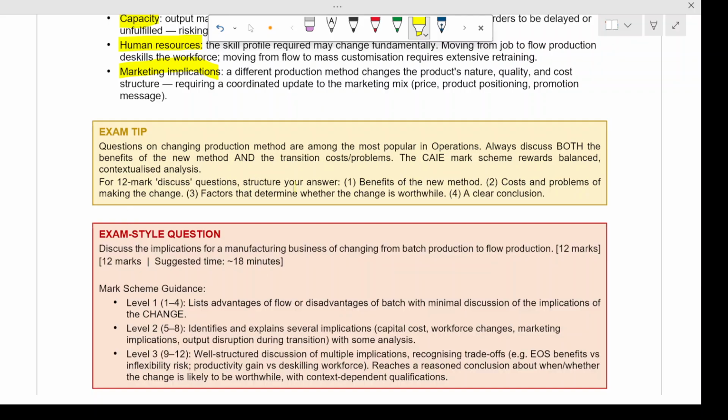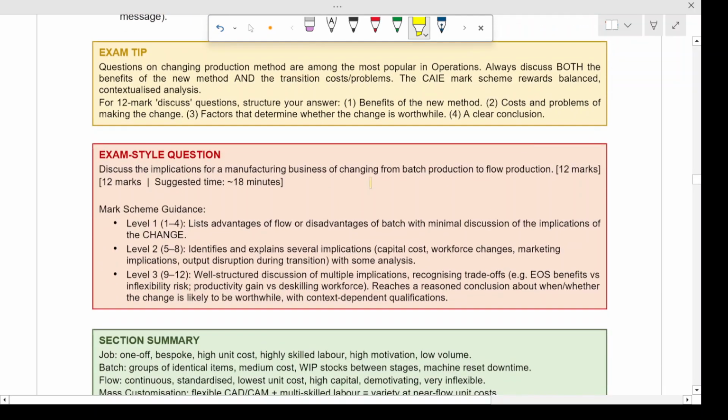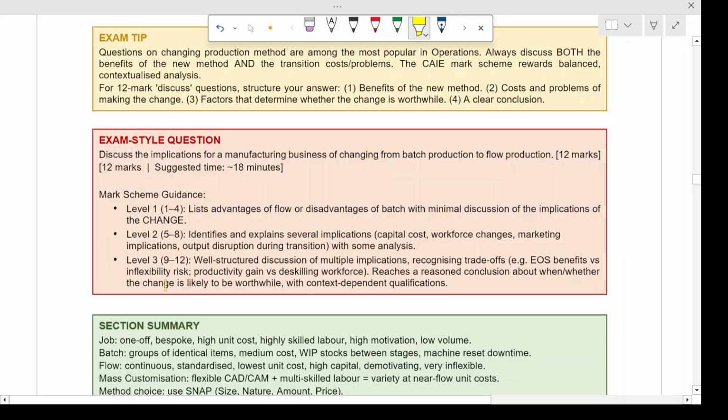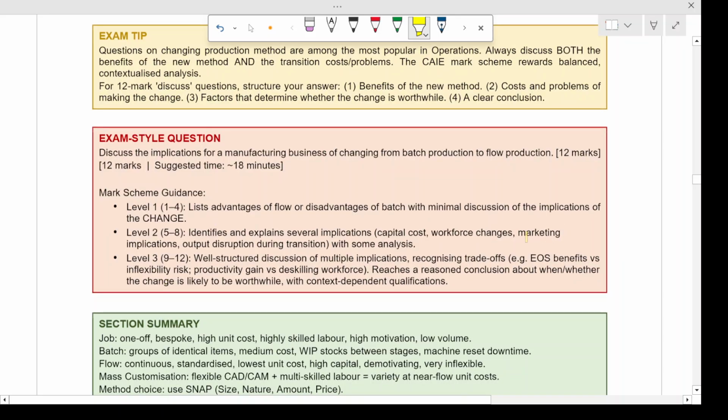For a 12 mark question, discuss question structure or answer: benefits of the new method, costs and problems of making the change, factors that determine whether the change is worthwhile, and a clear conclusion. So this is an exam style question. You should try to do that by yourself, and these are the different levels at which you will be graded. This would be how you would achieve your marks. What you have to try to do is get to level 3, a well structured discussion of multiple implications, recognizing trade-offs, and reaching a reasoned conclusion about whether the change is likely to be worthwhile with context dependent qualifications.